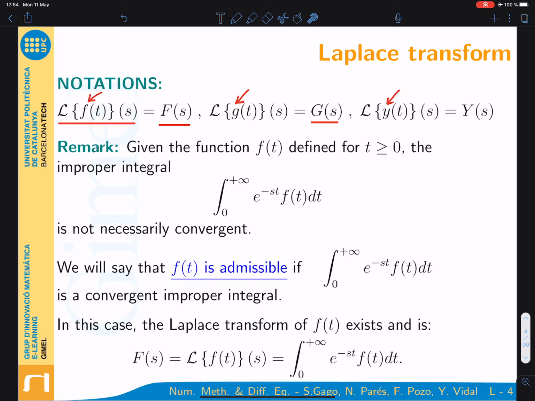Now, as I have noted before, this integral here that defines the Laplace transform of f of t, we can have in some cases that is not convergent. So in that case, we would say that this function f of t has no Laplace transform. There are functions that do not have a Laplace transform. And in fact, we will say that a function f of t is admissible when it has a Laplace transform, so when this integral is convergent and it's the Laplace transform of the function.